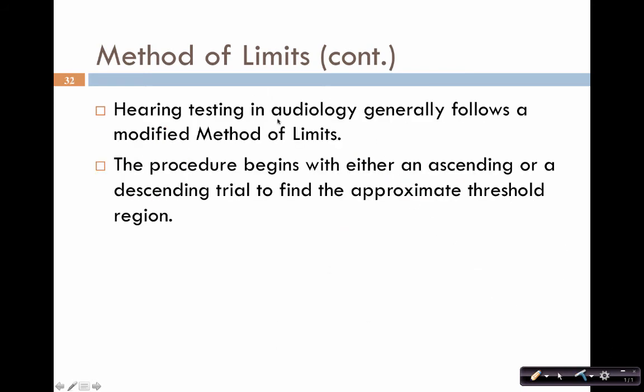And as mentioned, hearing testing in audiology uses a modified method of limits. The way the procedure is written, and what we assume that most people would do, but at least the way that you will likely learn this, is that you begin with either an ascending or descending trial to find where you're going to start to focus on trying to find, again, this absolute auditory sensitivity. Remember, we're saying that's sort of the same as threshold.